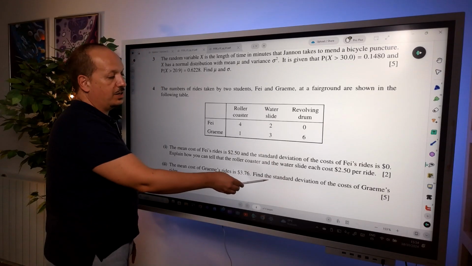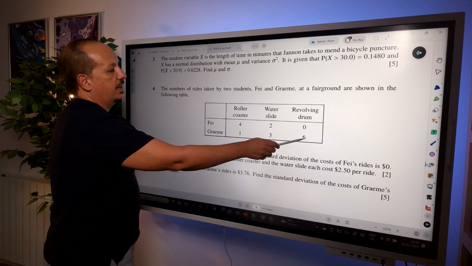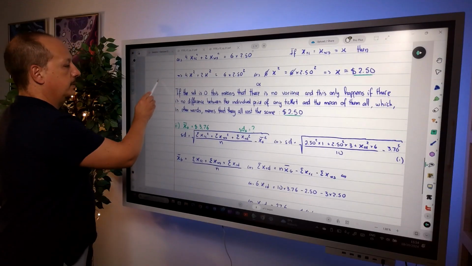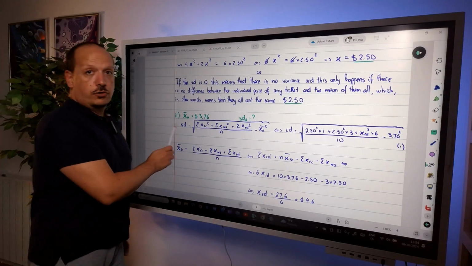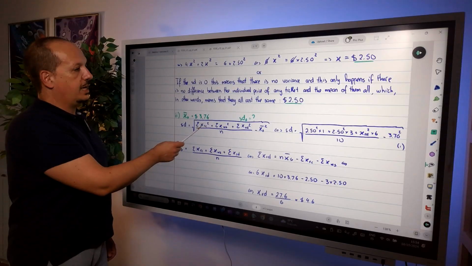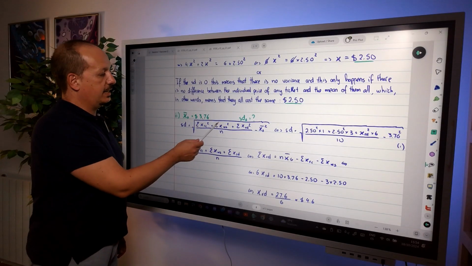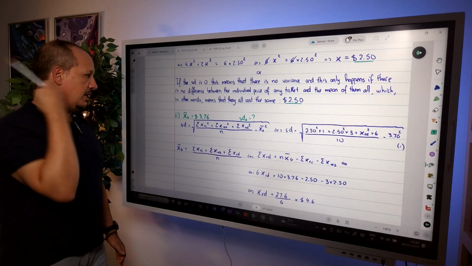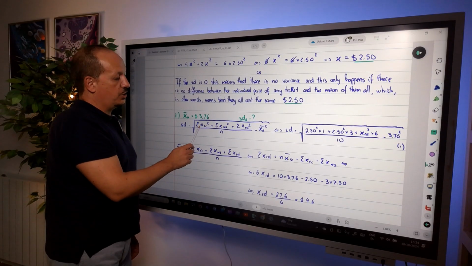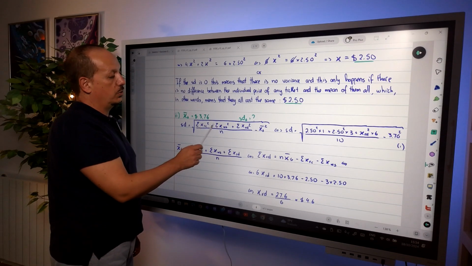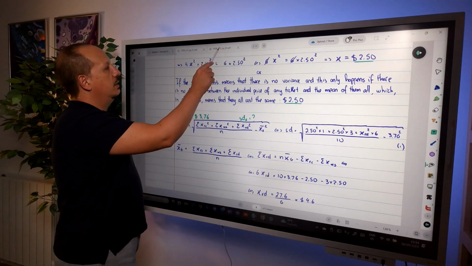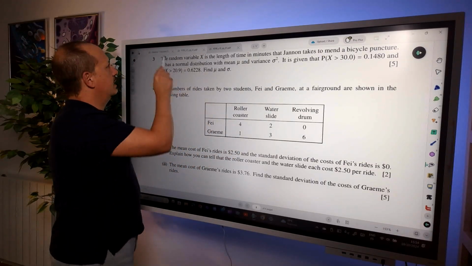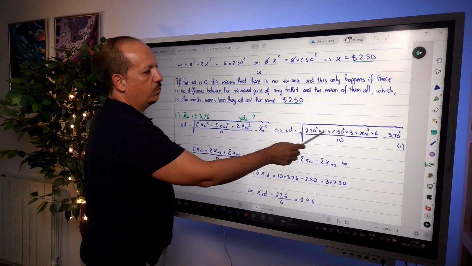I know you need the standard deviation, but you need to get the value of the price of that ticket first. So in order for you to get the standard deviation, you need again the price of each ride squared times the number of times that person went on that ride. And we have that information for this. This is 2.50 for each one of the roller coaster and the water slide. We already know that. Graham went once on the roller coaster and 3 times on the water slide. So that's what I have over here, 1 and 3.